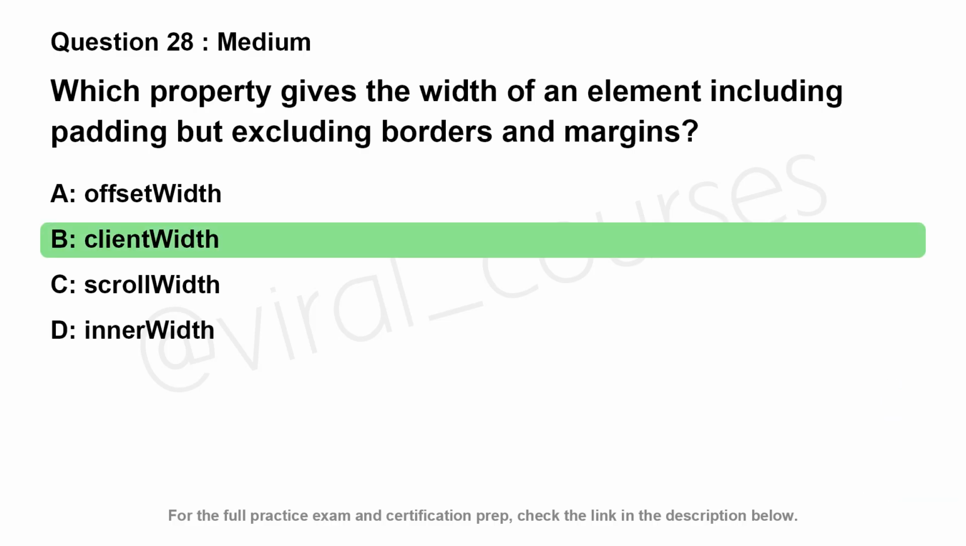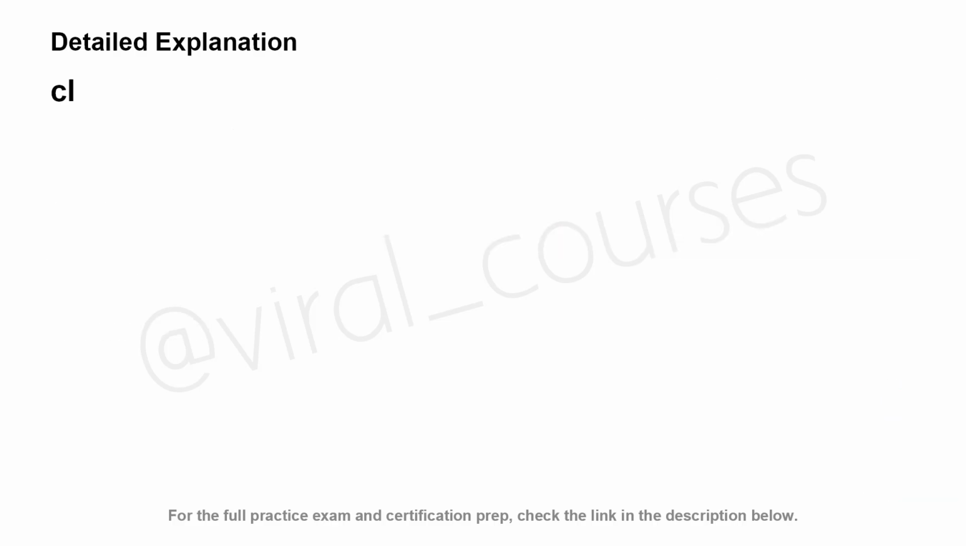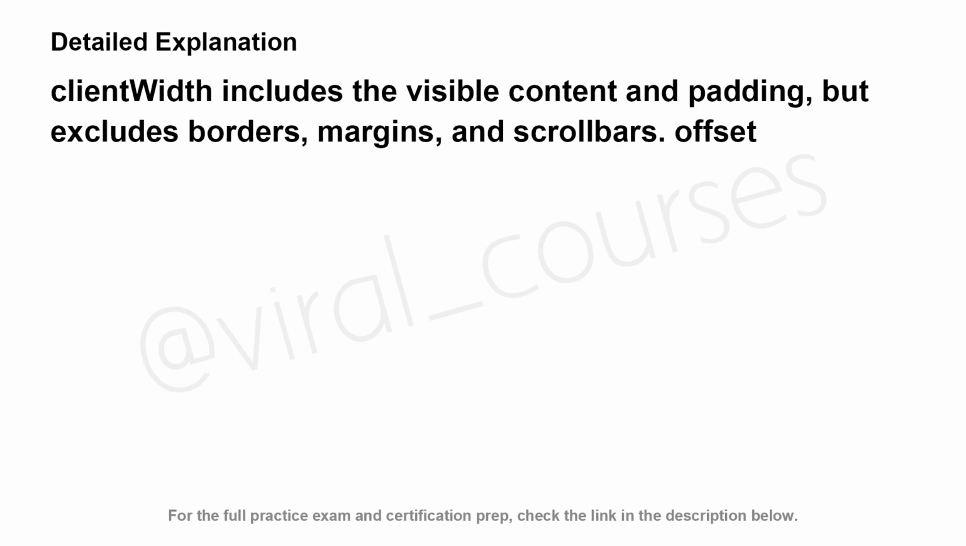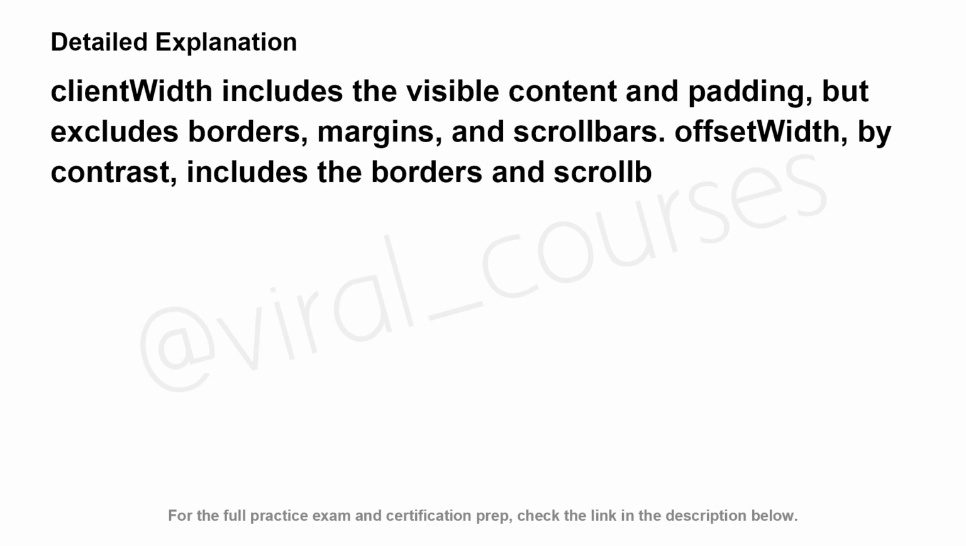The correct answer is B. Client width includes the visible content and padding, but excludes borders, margins, and scroll bars. Offset width, by contrast, includes the borders and scroll bars.